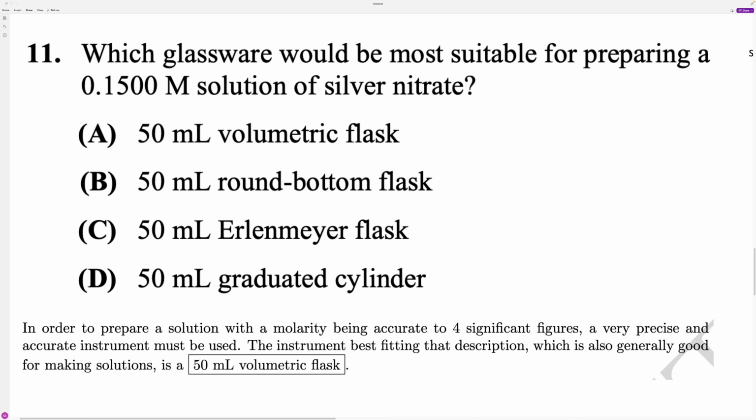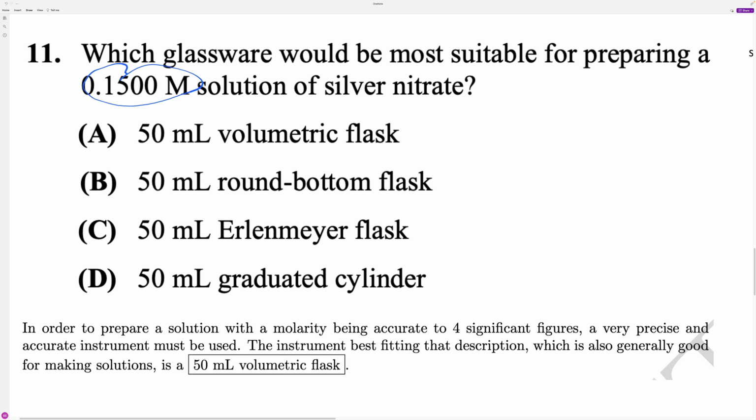For question 11, it's also testing something really important, and that's lab equipment and lab glassware in general. You should really know this well for USNCO to do well on the exam. If we look at the problem, it's asking which glassware would be suitable for preparing a 0.1500 molar solution of silver nitrate. The first thing that sticks out is that this molar value is really precise. It's to 4 significant figures. That means we want a really precise instrument to measure the volume of solution in order to get the most accurate molarity.